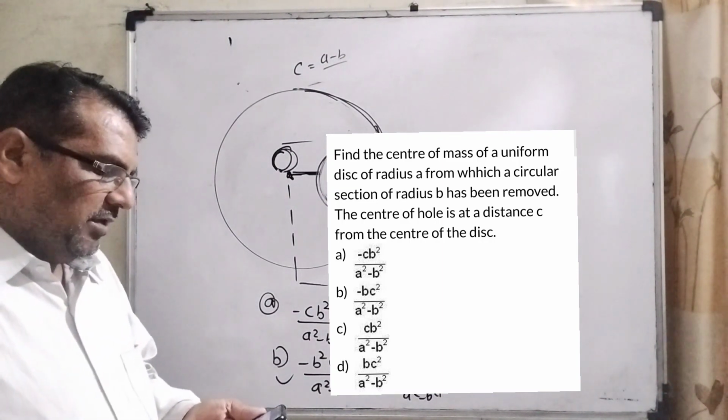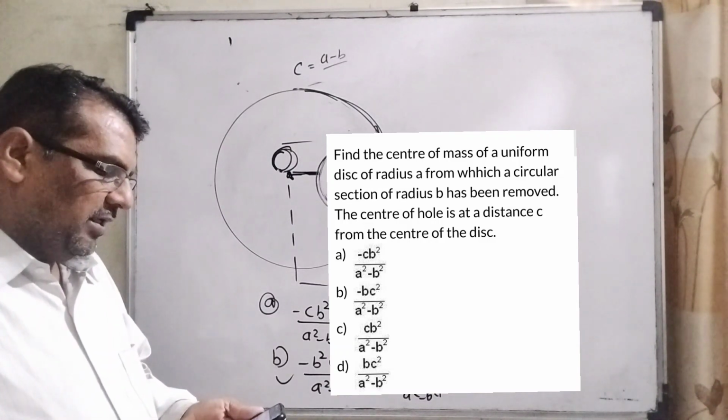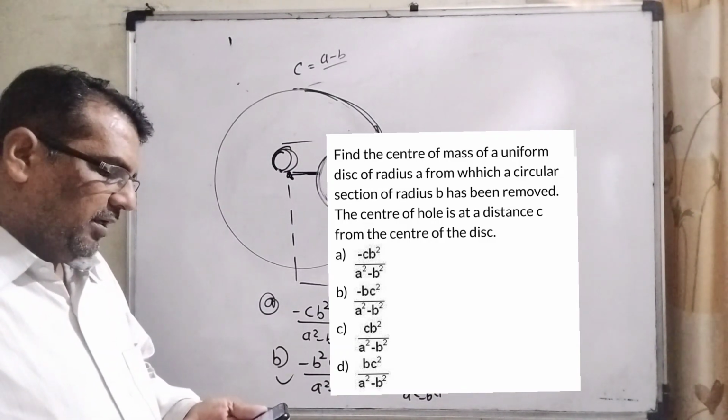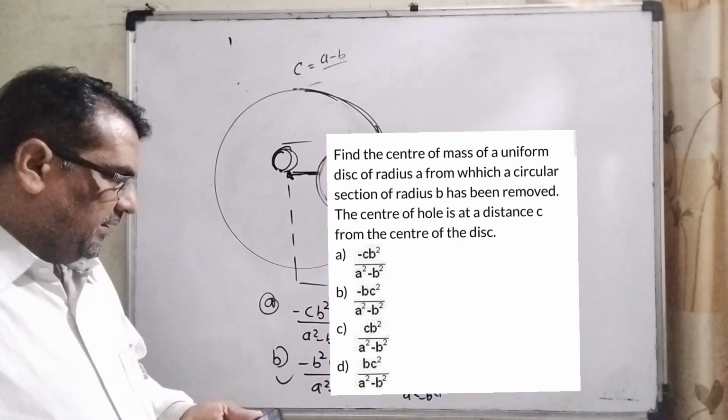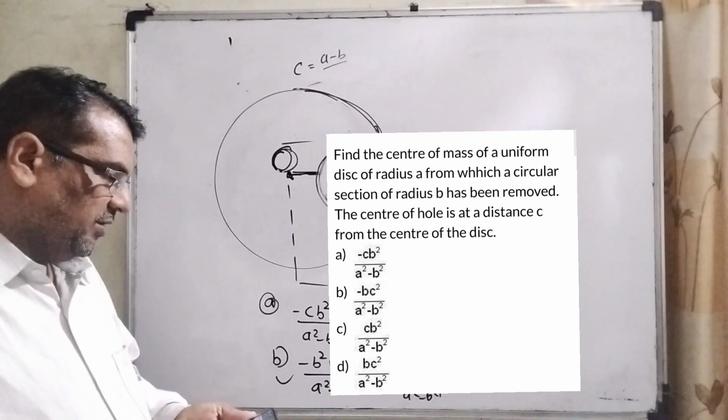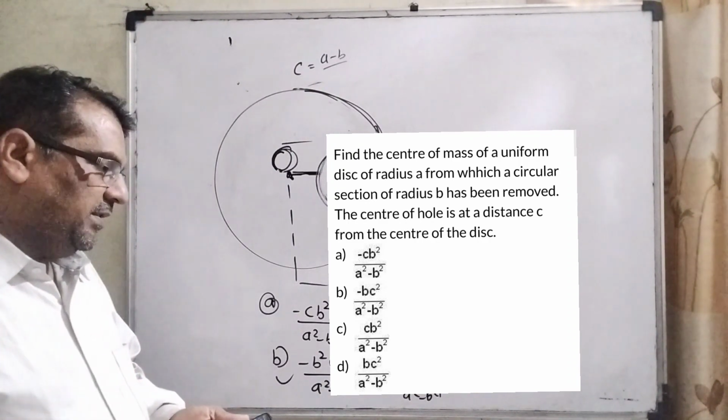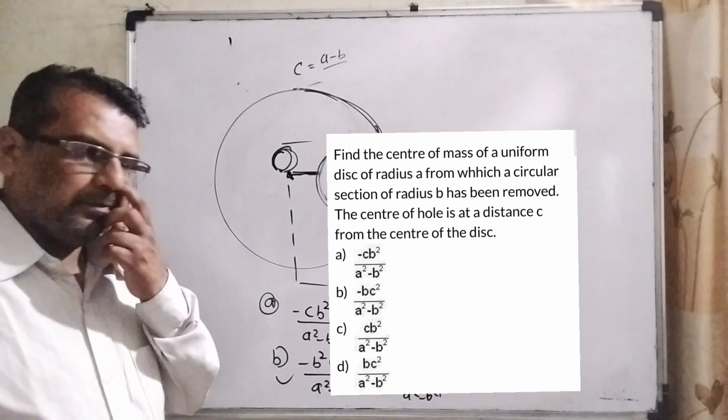First option, minus CB square upon A square minus B square. Option B, minus BC square upon A square minus B square. Option C, CB square upon A square minus B square. Option D, BC square upon A square minus B square.